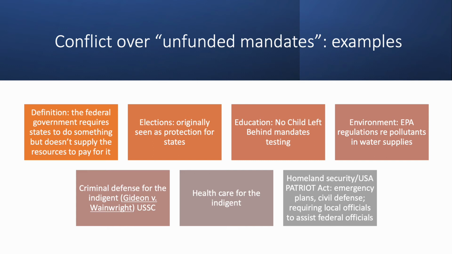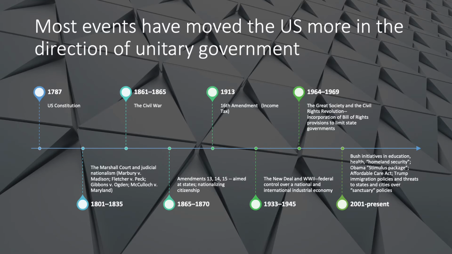The Homeland Security laws, the USA Patriot Act, require states to prepare emergency plans, civil defense plans, etc., and don't give them money to do it with. Now, many of these are legal and they're allowed, but of course it generates a lot of resentment.